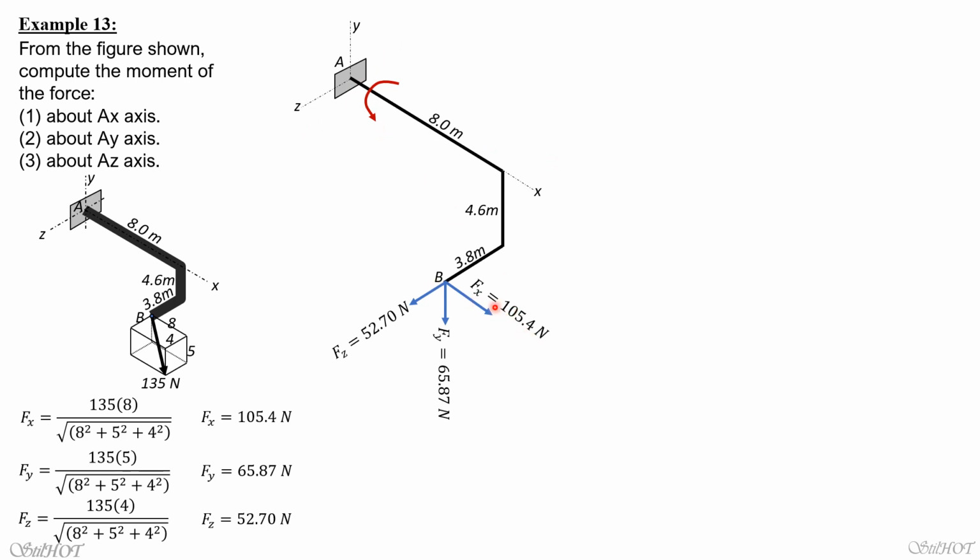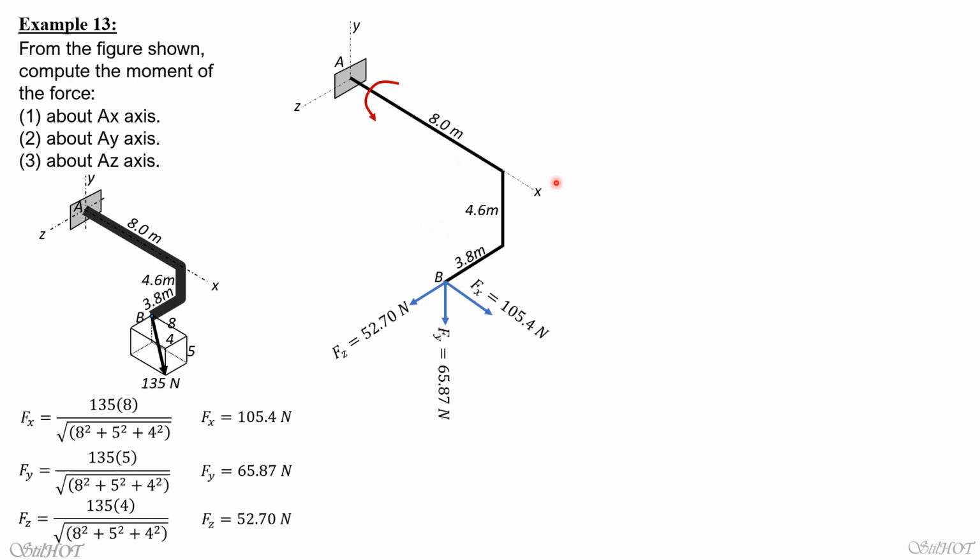Ignore Fx in computing for the moment about AX because it is parallel to the x-axis. Just consider Fz and Fy. From the figure, the component of force that has the same sense of moment about the x-axis is Fy. Its moment arm is 3.8. Then Fz is negative because it is opposite. Its moment is going in that direction, so negative.